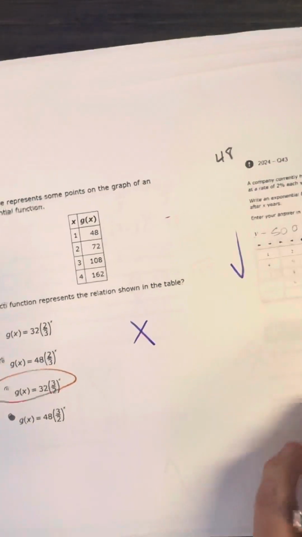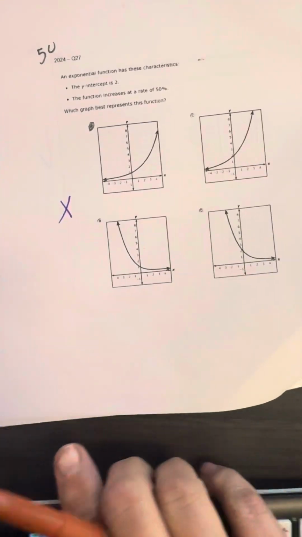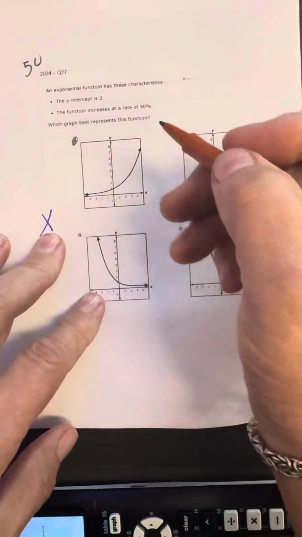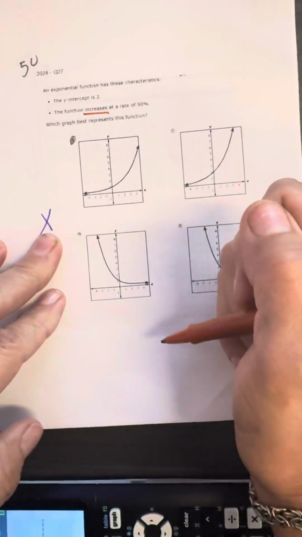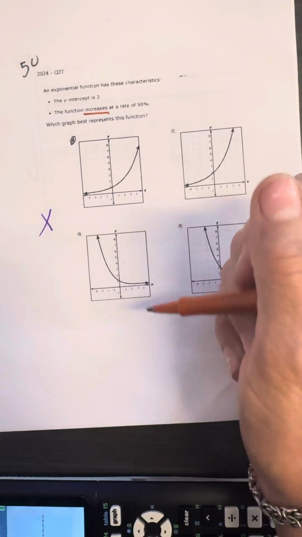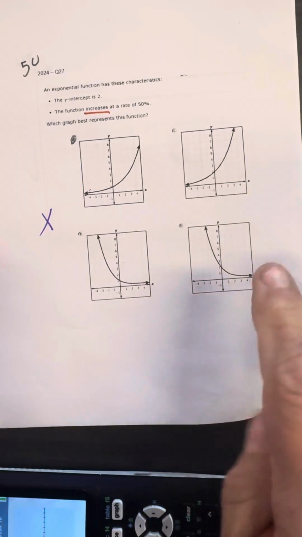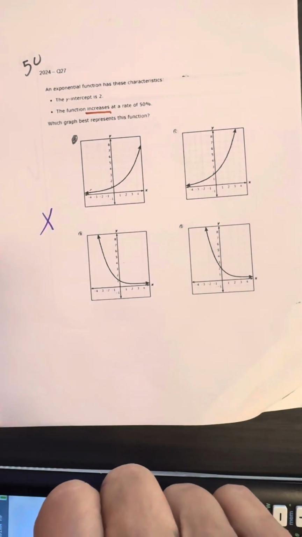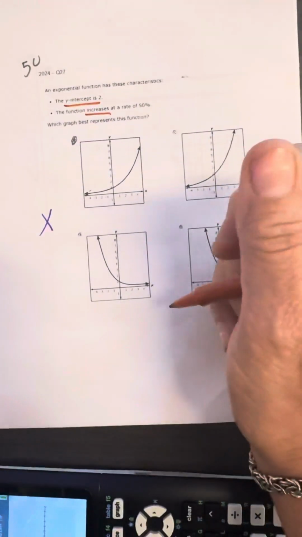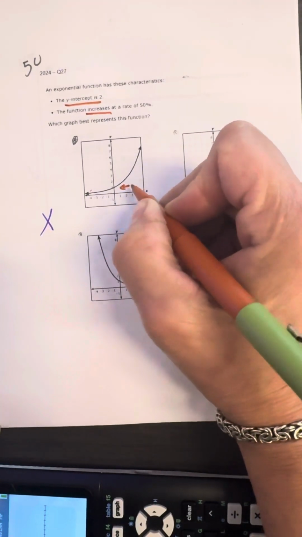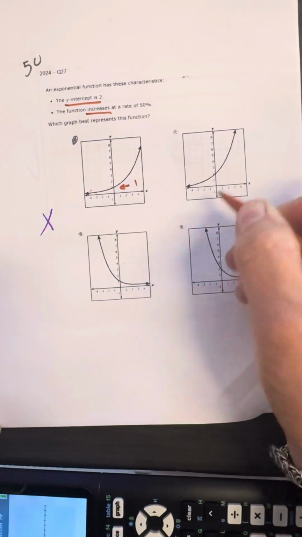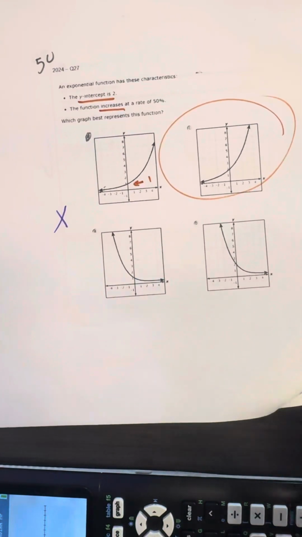And last is 50 or 51. Depends on which version you have. So first off, the function is increasing. So if you read a function from left to right, the top two are increasing. The bottom two are decreasing. And then it says y-intercept at 2. This one has a y-intercept at 1. This one has a y-intercept at 2. So your answer is C. Thank you.